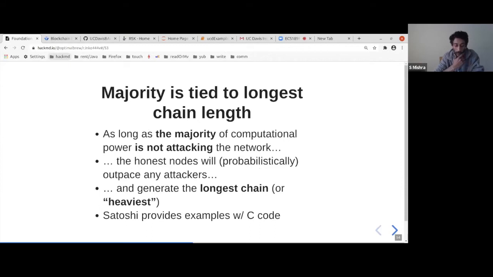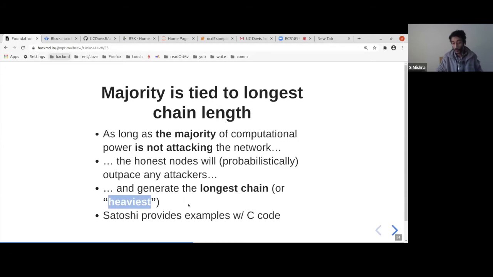Another thing you will often read about Bitcoin is that the majority of nodes working together leads to what's called the longest chain. I would encourage you to interpret the longest chain as the heaviest chain, heaviest being measured in terms of the computation power that went into forming the chain. We'll see an example in a bit.